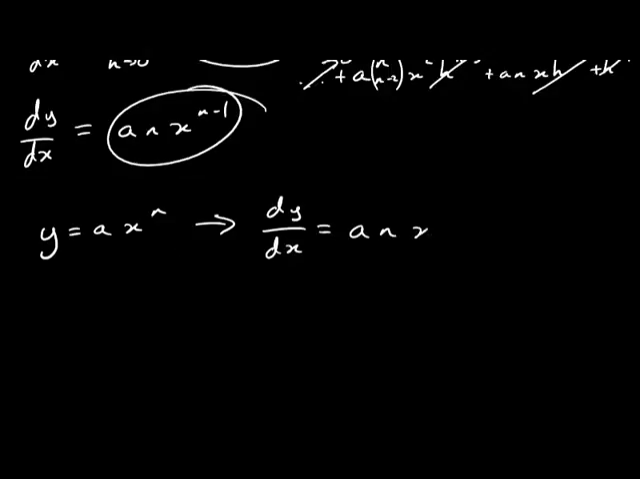And this is basically what we've proved. So anx^(n-1). So this formula, which I seemingly just pulled out of thin air, I've shown you where it comes from, and I've hopefully given you a little bit more confidence when you're coming to use it.